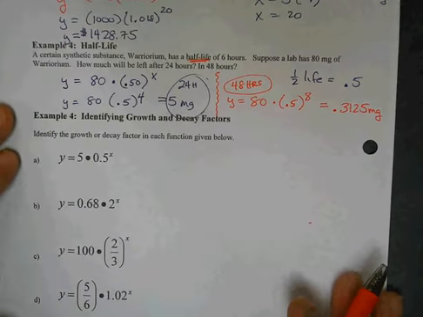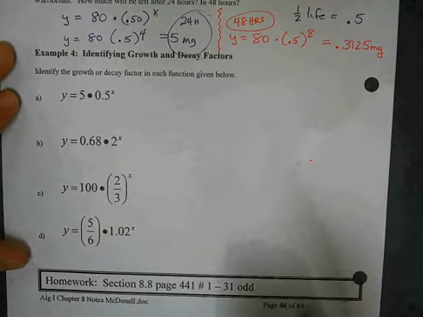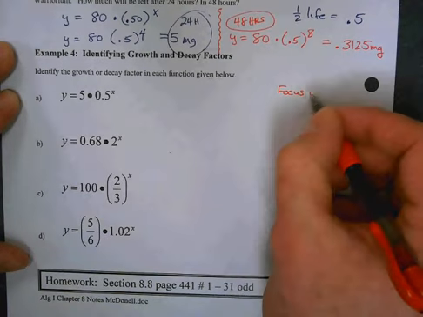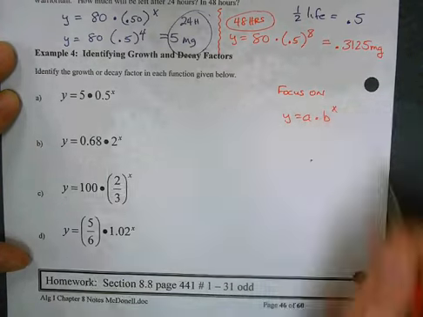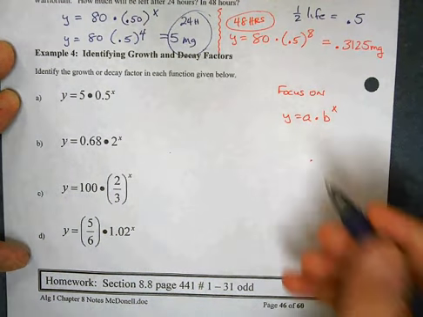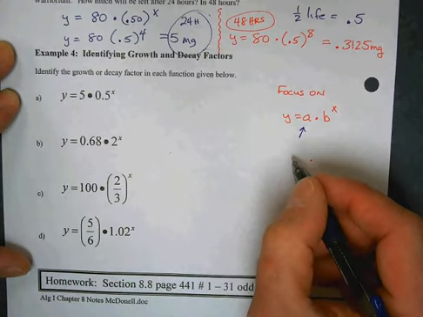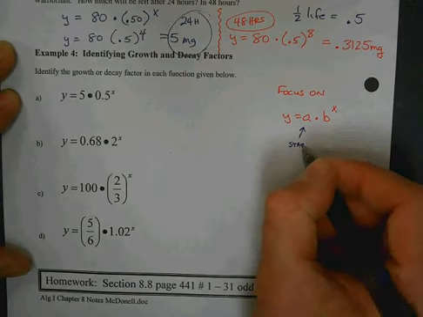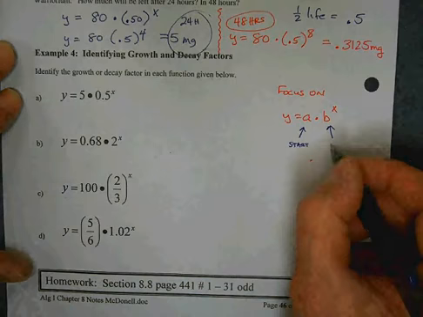All right, so down here at the bottom, I have 4 different equations. I want you to just identify them as growth or decay. Now, before we even identify, I want you to focus on the equation A times B to the X. Remind me, what is the A? What does that represent? That's the start. What's the B? The multiplier.